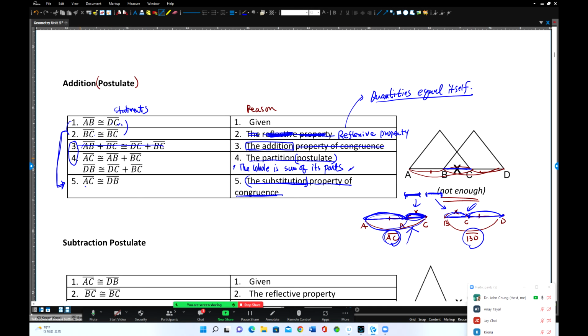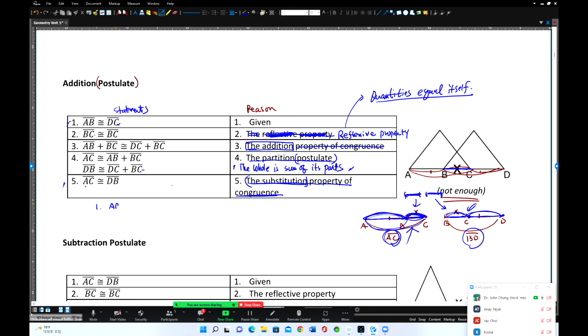So forget these two. This one is addition from here to here. The reason is just addition. Do you understand? This is okay too. It depends on teachers, but many teachers like this too. I'm going to use another one, different.